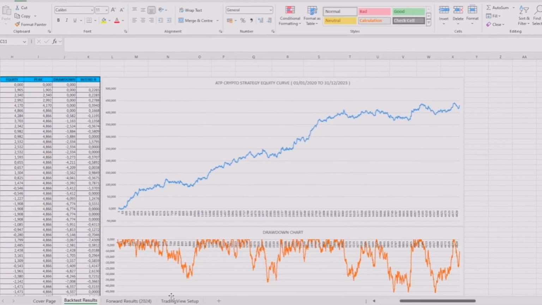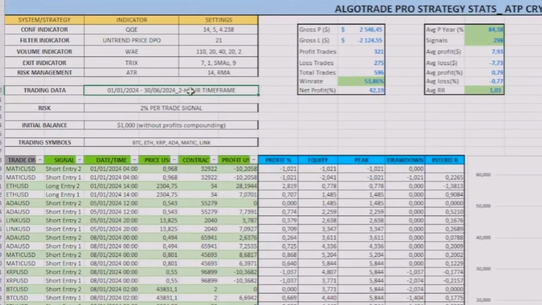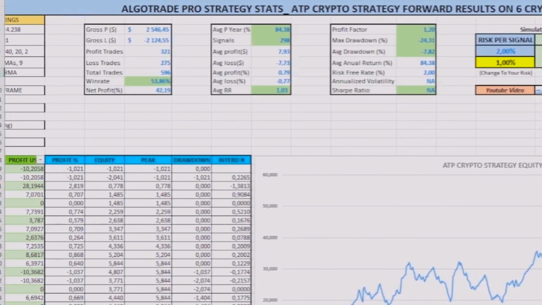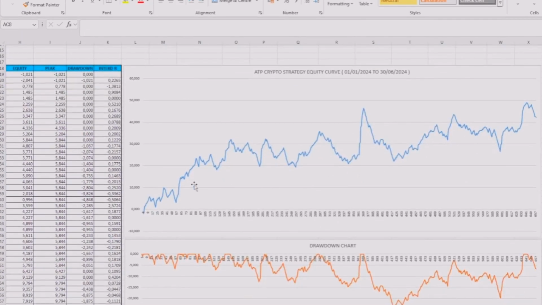Also, in the first 6 months of 2024, this strategy has already yielded a profit of above 40%. And so, until the end of the year, it will probably achieve the goal of 100% profit.